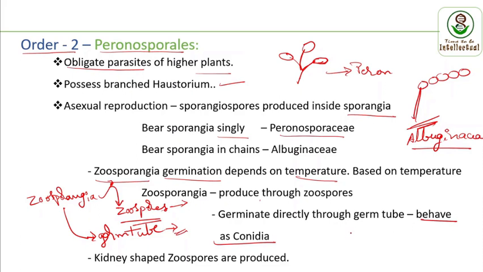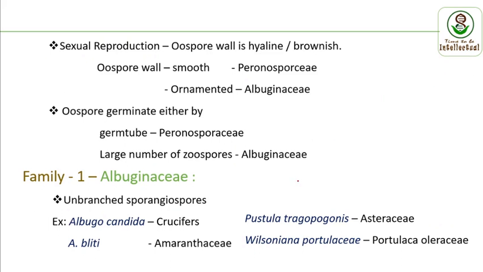If you say a false conidia also, it is true. They just behave as conidia as they germinate directly through germ tube. So, okay, kidney-shaped zoospores are produced here. Okay, the sexual reproduction, that is the oospore wall, is hyaline and brownish.